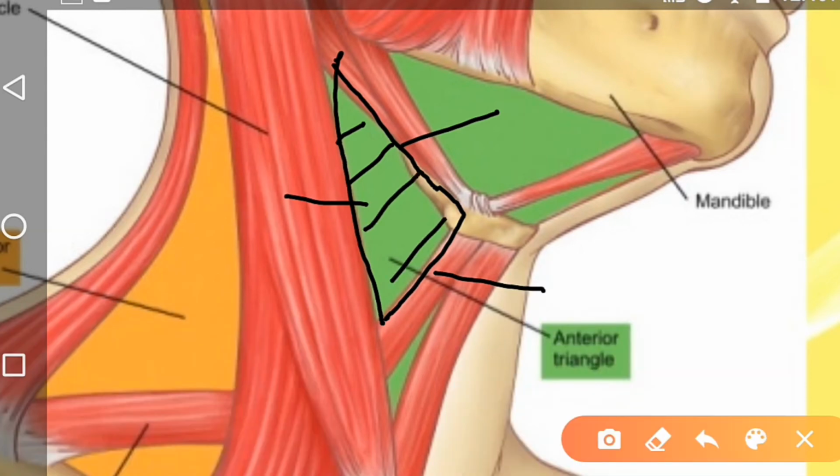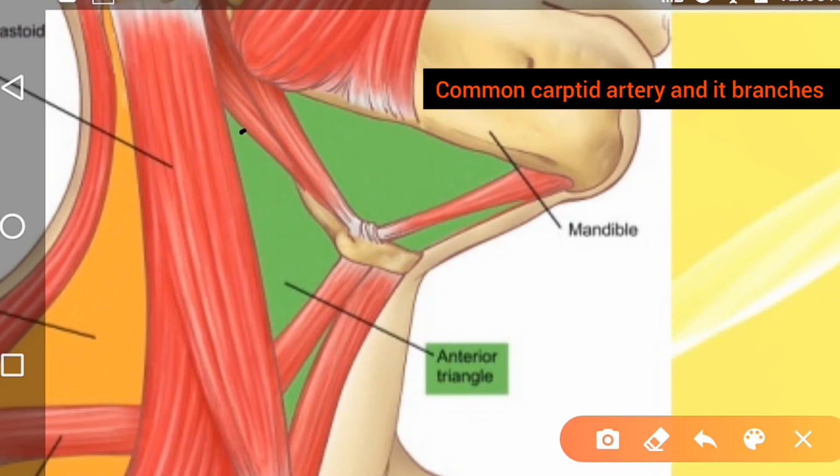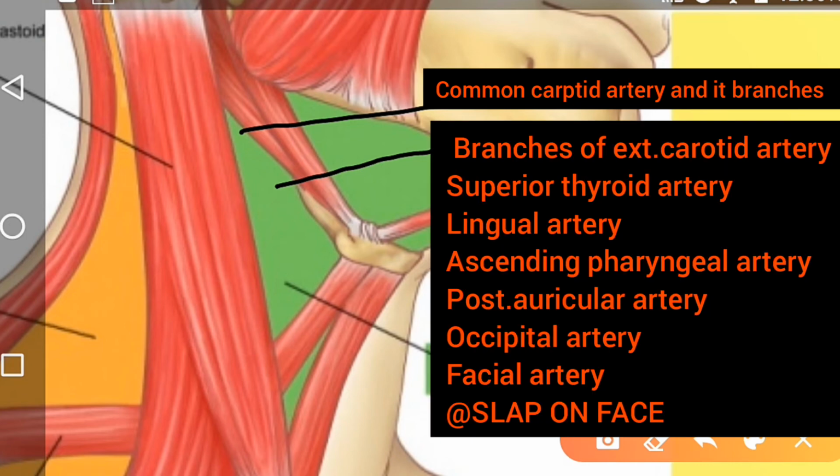Let's see the contents of this carotid triangle. This carotid triangle is very important because it contains important nerves and blood vessels. First we have the common carotid artery and its branches, that is the external carotid artery and internal carotid artery. There are also branches of the external carotid artery, which are the superior thyroid artery, lingual artery, ascending pharyngeal artery, posterior auricular artery, occipital artery, and facial artery.